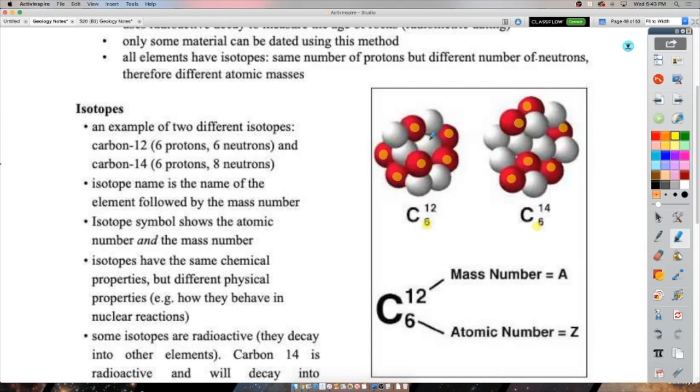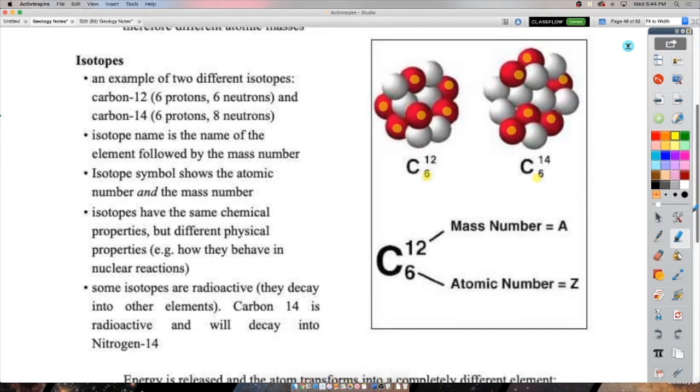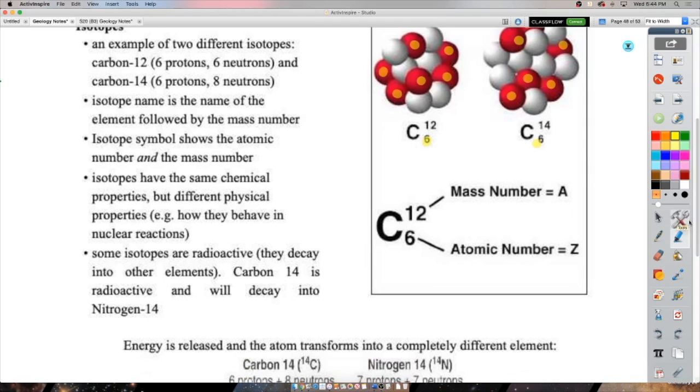So neutrons, we have 1, 2, 3, 4, 5, 6, right? For a total of 12 things, 6 protons and 6 neutrons. Over here, though, we have 1, 2, 3, 4, 5, 6, 7, 8 neutrons for a total of 8 plus 6, 14 things, right? 14 protons and neutrons. So that's why we call this one carbon 12 and carbon 14. They are 2 different isotopes of carbon. Now, they have the exact same chemical properties, so they'll behave the exact same in chemical reactions, but in physical reactions, like in nuclear reactions, they behave differently.